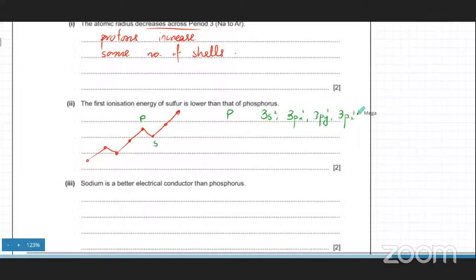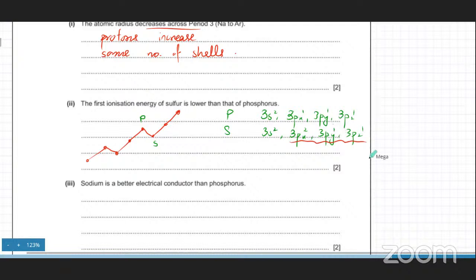Okay, so it is spin pair repulsion. Phosphorus has unpaired orbitals, whereas in sulfur you're removing electrons from a p subshell where one of the p orbitals is already paired. So because you're removing electrons from a paired orbital, the two electrons would be repelling each other, and there's going to be spin pair repulsion.